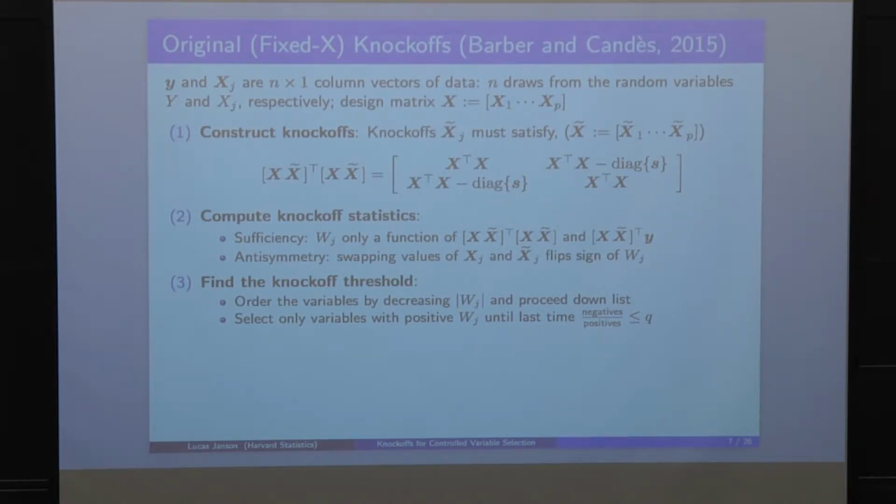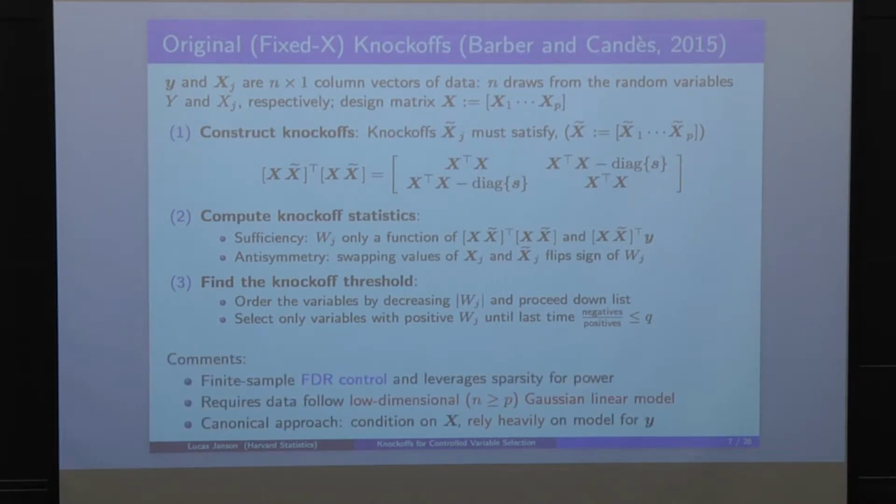And I'm, again, going to go a lot more into all of these things, but these are the three basic steps. A couple notes is that it achieved finite sample false discovery rate control, and this is an exact guarantee as opposed to the Benjamini-Hochberg applied to OLS p-values approach. But it does require the data follow a low-dimensional Gaussian linear model, which severely limits its applications to modern applications in high dimensions and for nonlinear problems, like when you have a binary response.